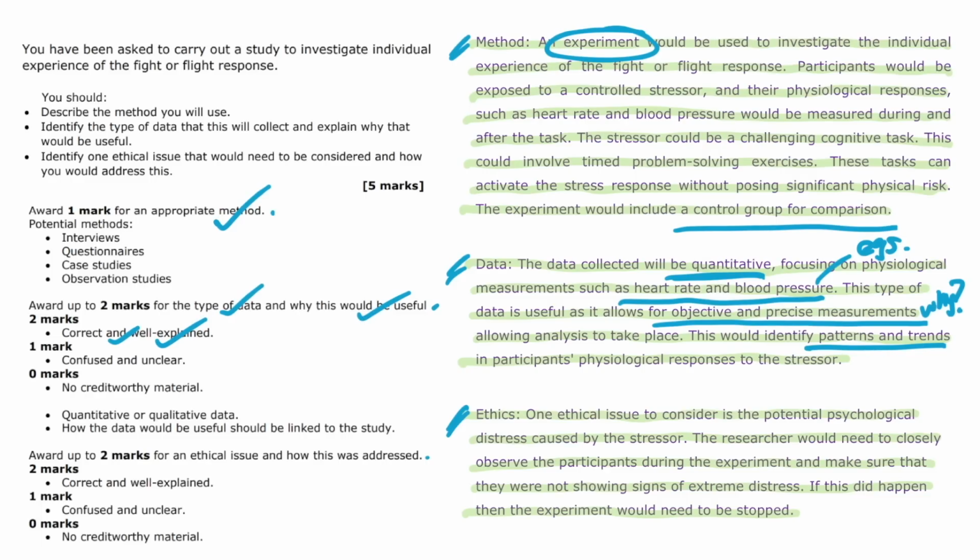Ethical considerations. The answer identifies a potential ethical issue relating to psychological distress caused by the stressor. It then proposes a really practical solution by stating that the researcher would have to closely observe participants during the experiment, stopping it if signs of extreme distress became apparent. This demonstrates a really proactive approach to participant well-being and ethical considerations.